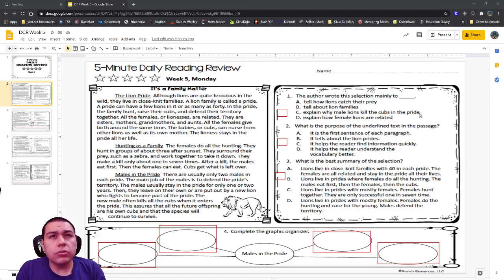Who can tell me what answer choice they picked? What do you think the author's reason was for writing this, or for writing this piece of text? Kylie, what do you think? B. Tell about lion families. And why do you think that?